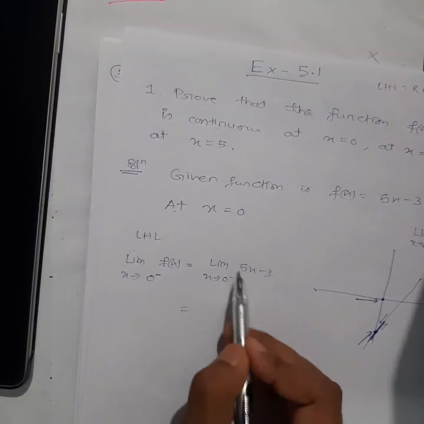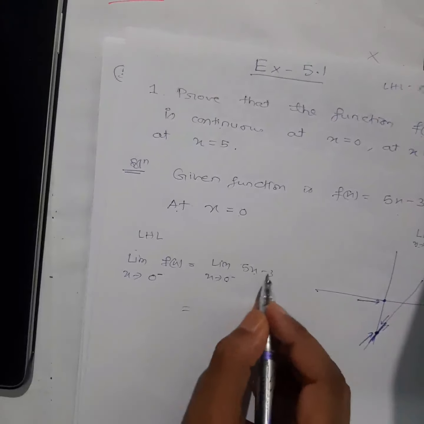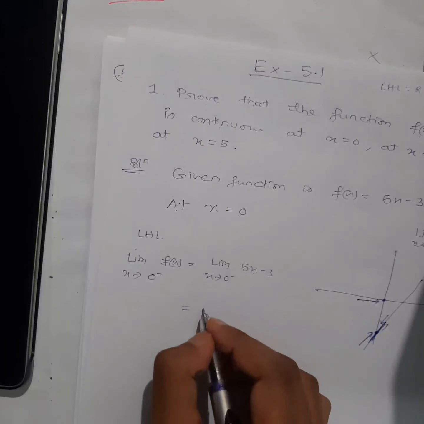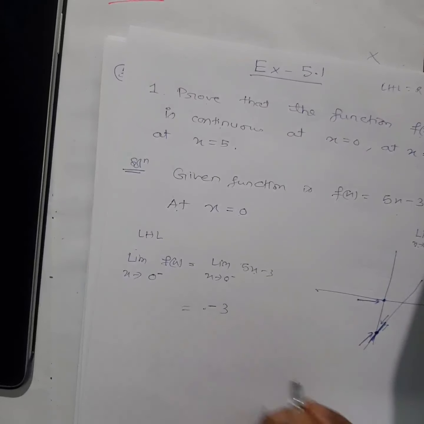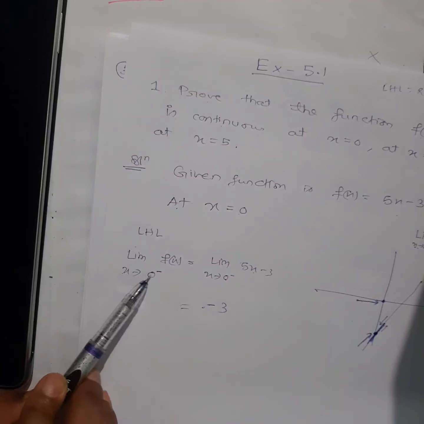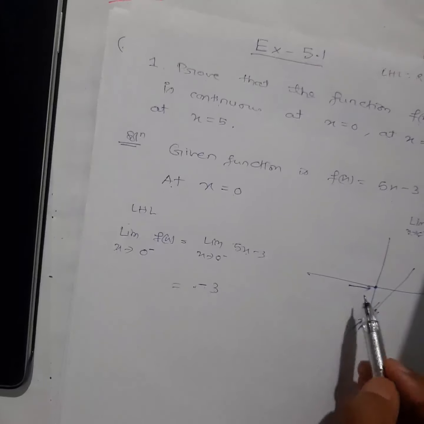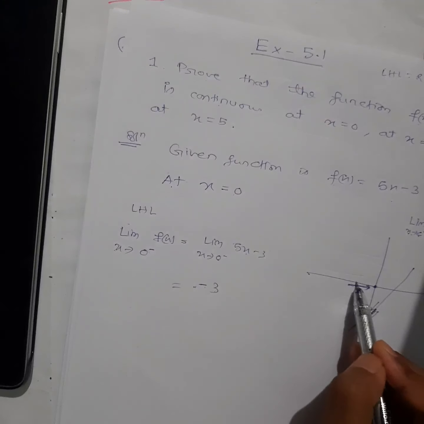This is a determinate value. If I put 0 directly here, I will get a determinate value. So no need to think about approaching from the left or something. Directly you can put the value. So if I put 0 here, what will you get? Minus 3. So what I can say here is, as your x tends to 0 from the left, your f(x) will tend to minus 3.